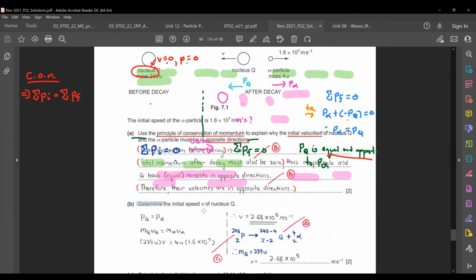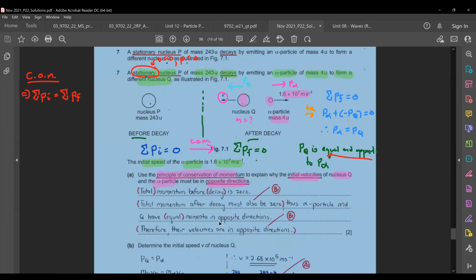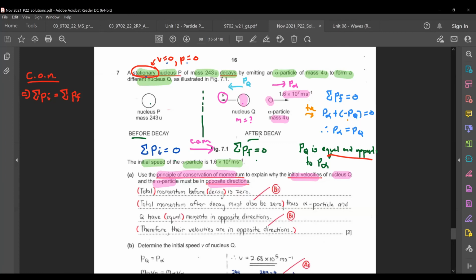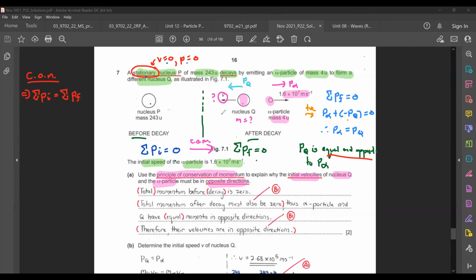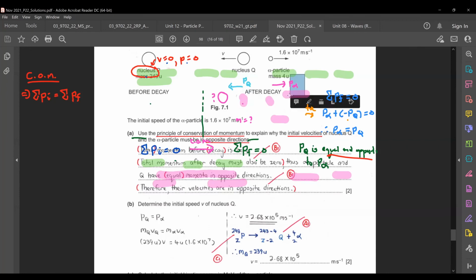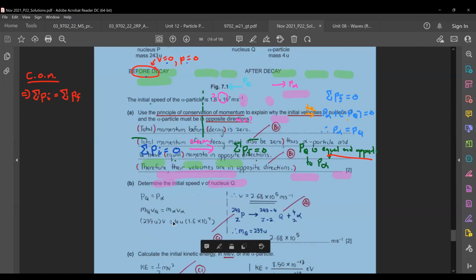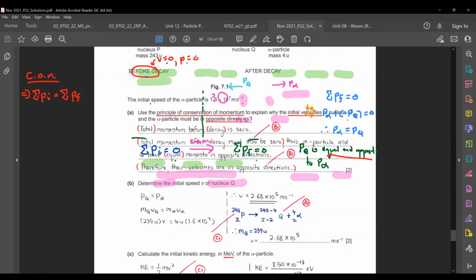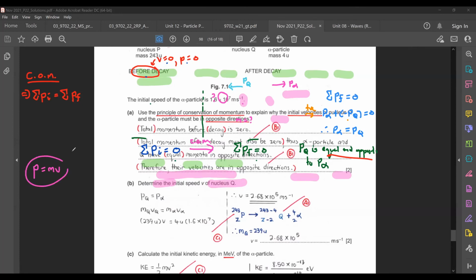Okay, then after that they ask you, find out the initial speed v of nucleus Q. They're asking you to find this particular v. All right. So in our case, we already know that the momentum of Q and alpha must be equal and opposite. I know that PQ is equal to P alpha. So from here, you apply the equation for momentum where we know that momentum is mv. So mass of Q times velocity Q equals mass of alpha times velocity alpha. It will be 239U times V equals 4U times 1.6 times 10 power 7.